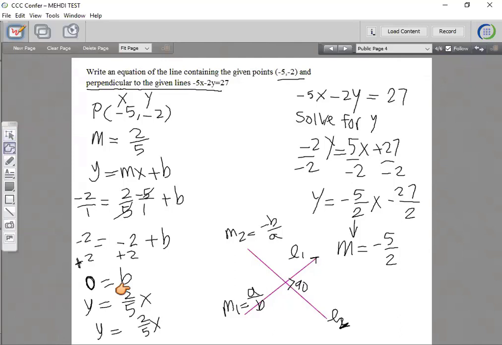So that's the equation of the line. Now you notice that the slopes are negative reciprocals of each other, right? So they are perpendicular. Yes, you're definitely right. The y-intercept is 0 in this case because we're adding 2 to both sides. Very good.